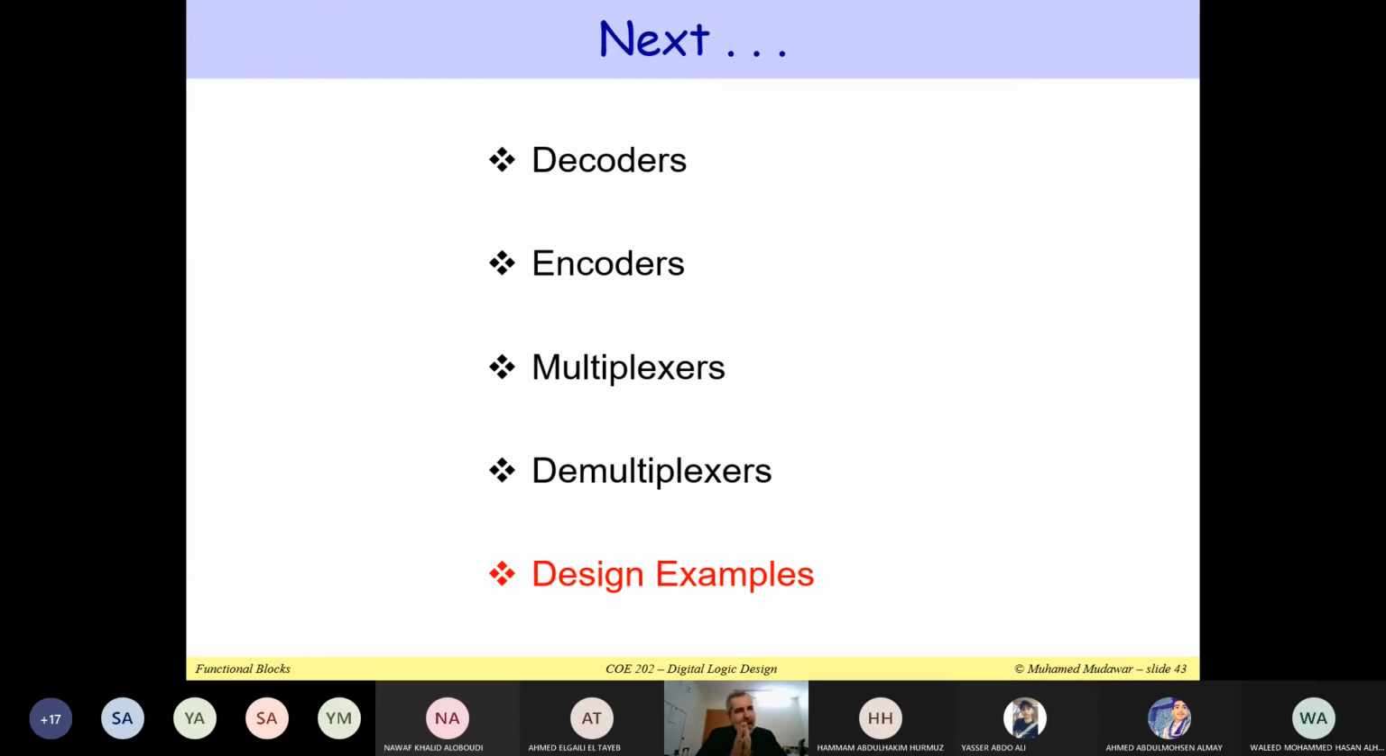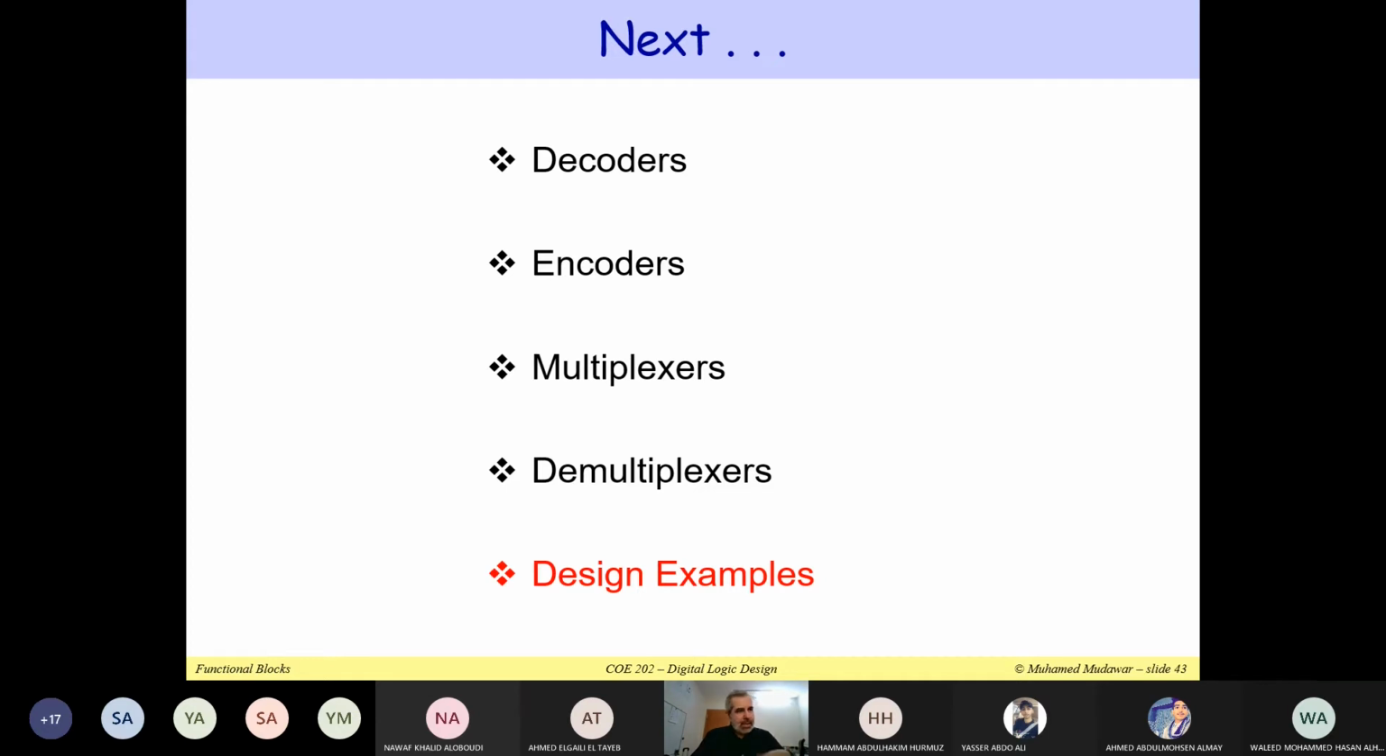Now we are going to design at a higher level. I'm not going to use the Karnaugh map and gates at the gate level now. No, we're not going to do that. We're going to use the blocks that we have seen in this lecture and design using these blocks. So we can design larger combinational circuits this way.